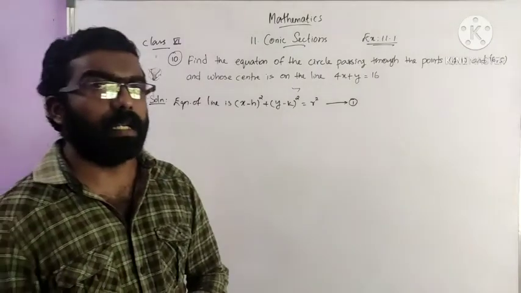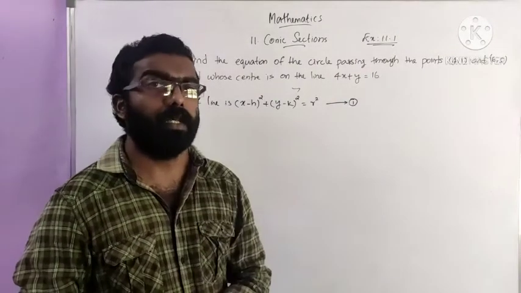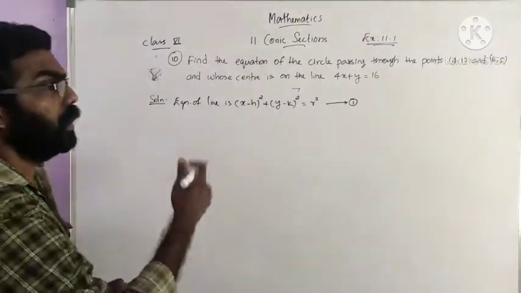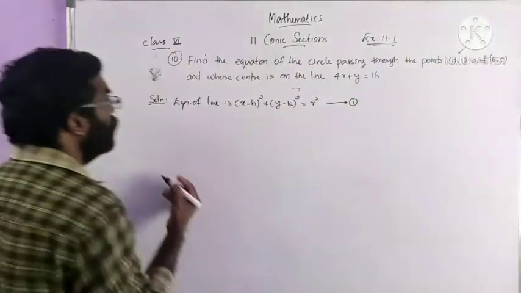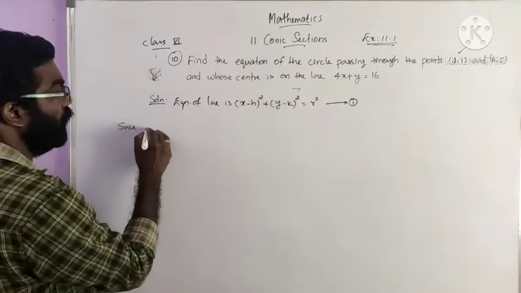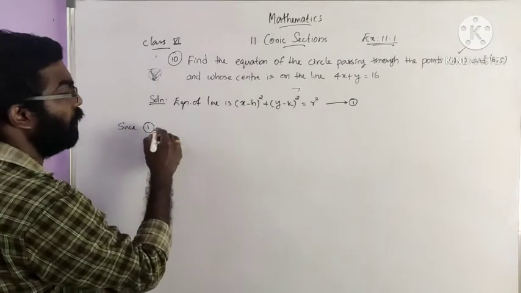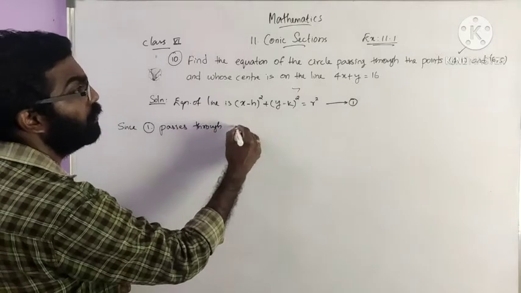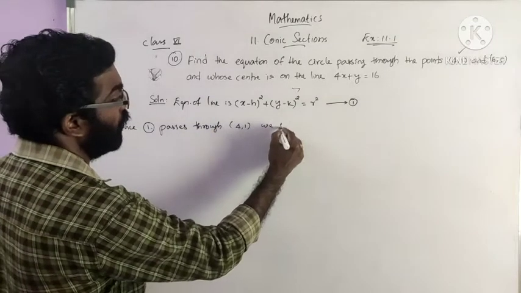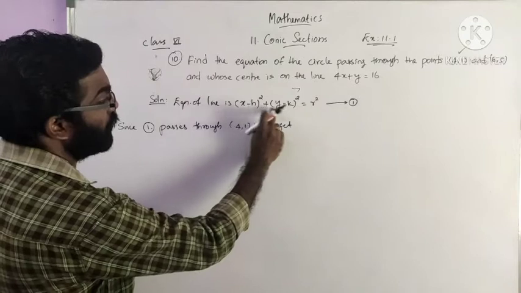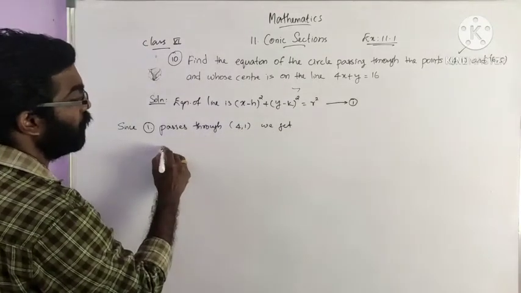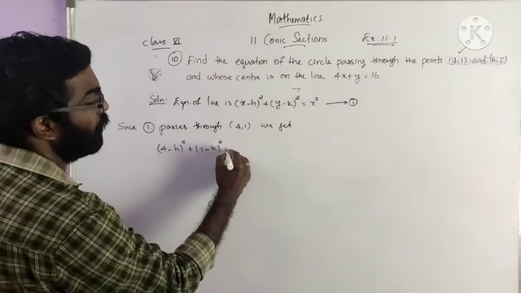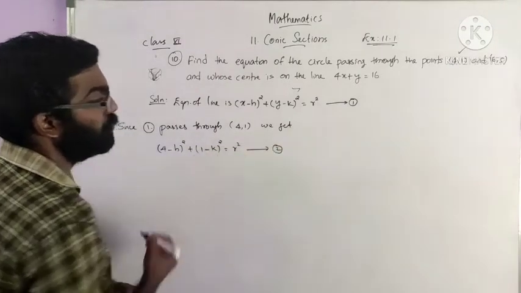This circle passes through 2 points 4, 1 and 6, 5. First take the first point 4, 1. So what we can write is, since equation 1, that means circle passes through 4 comma 1, we can replace x and y by 4 and 1. (4 minus h) the whole square, then plus (1 minus k) the whole square equal to r square. Take it as equation 2.